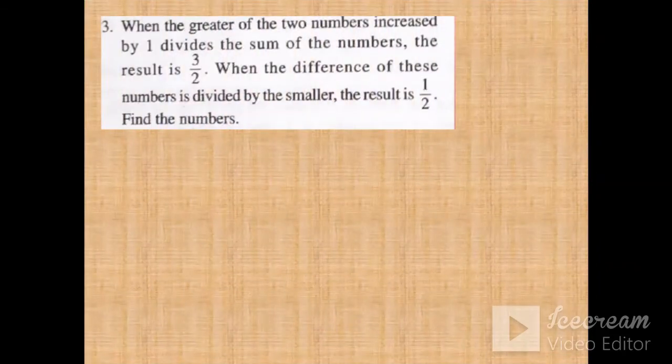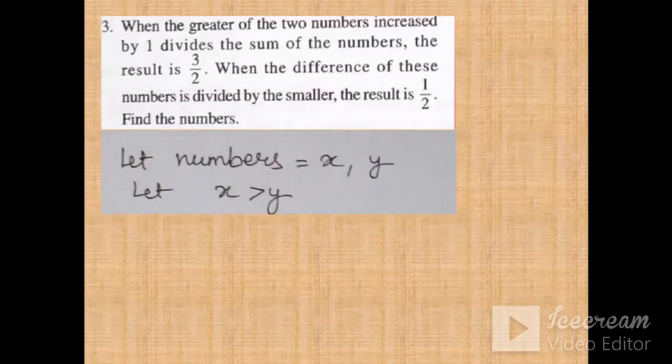Then similarly let's discuss one more problem. So let's see question number 3. When the greater of two numbers increased by 1 divides the sum of the numbers. So I have taken the numbers as x and y, and we have to assume one number as greater than the other number. So I have assumed x is greater than y.